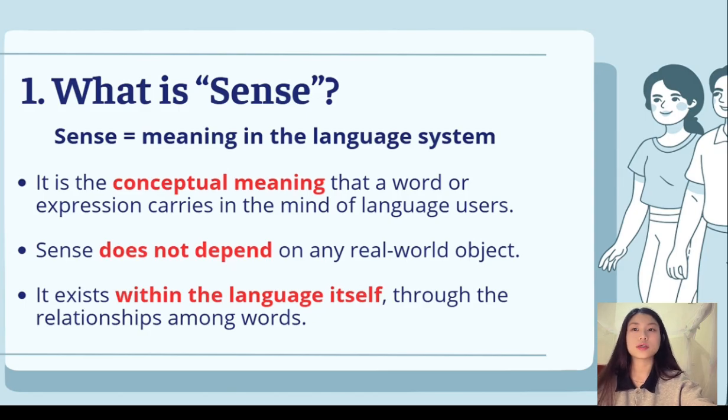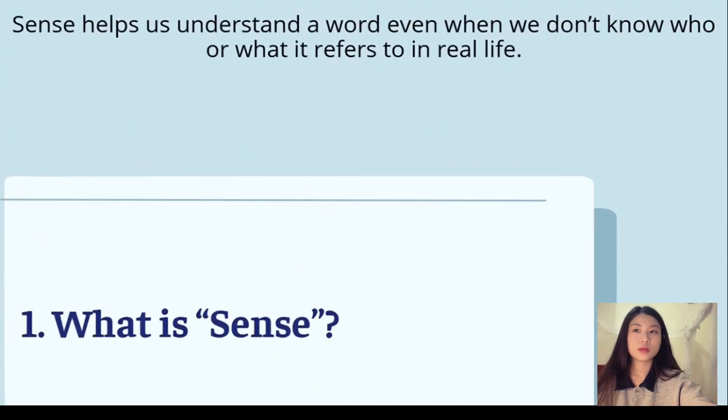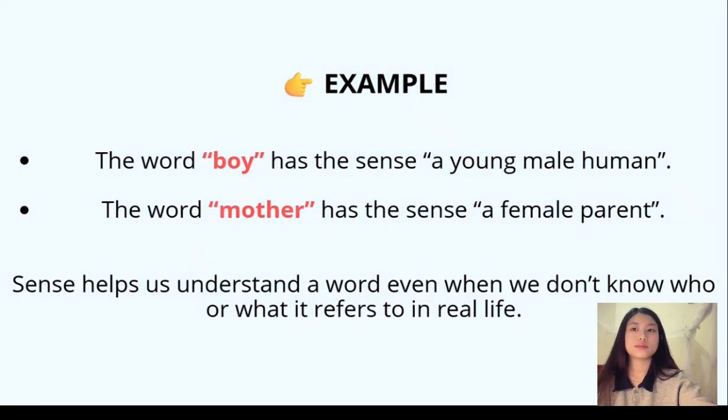Sense refers to the conceptual meaning of a word or expression. It exists inside the language and does not depend on any real world object. For example, the word boy has the sense of young male human. The word mother has the sense of female parent. Even if we don't know which boy or which mother we are talking about, we still understand the meaning. That's the sense.